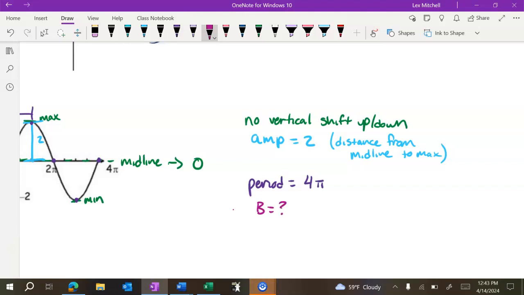So period is 4 pi, that is not our b. The only relationship with b that we know is that our period is always 2 pi over b. So since our period is always 2 pi over b and it is currently 4 pi, I'm going to set the two equal to each other in order to find b.